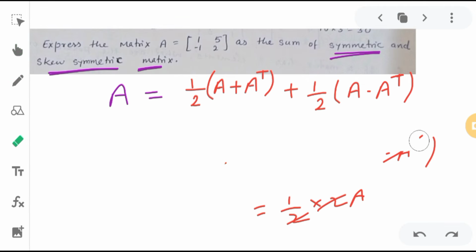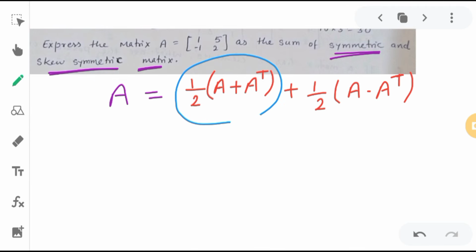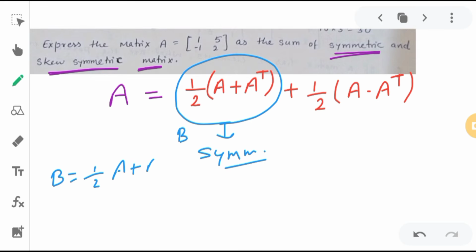So I can express A in this form. Why am I expressing it like this? If I express it like this, then you will observe that this part is symmetric. I can check this also. This is not part of the solution, I am just explaining now. How will it be symmetric? Suppose I call this matrix B, so the B matrix is half of A plus A transpose. Again, this is not part of the solution, I am just explaining. Then I will start the answer of the question.